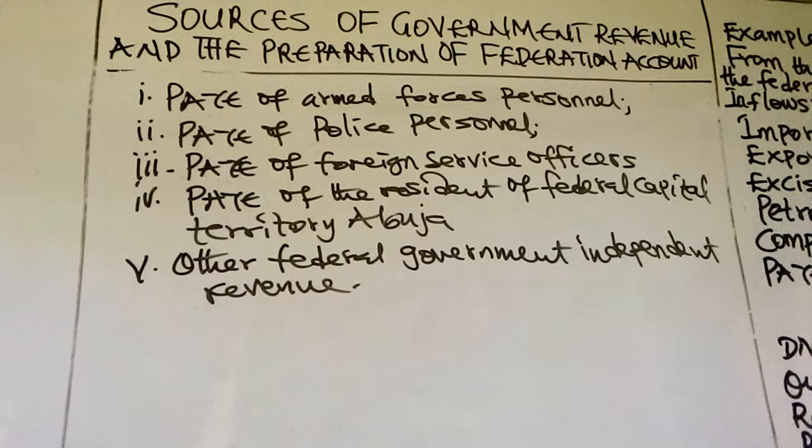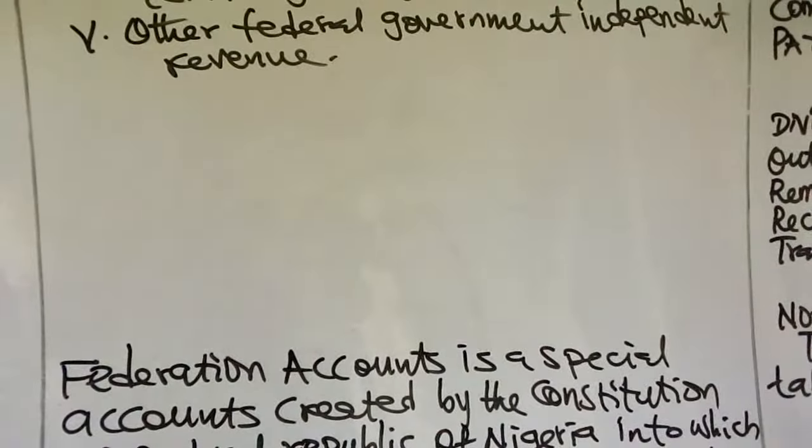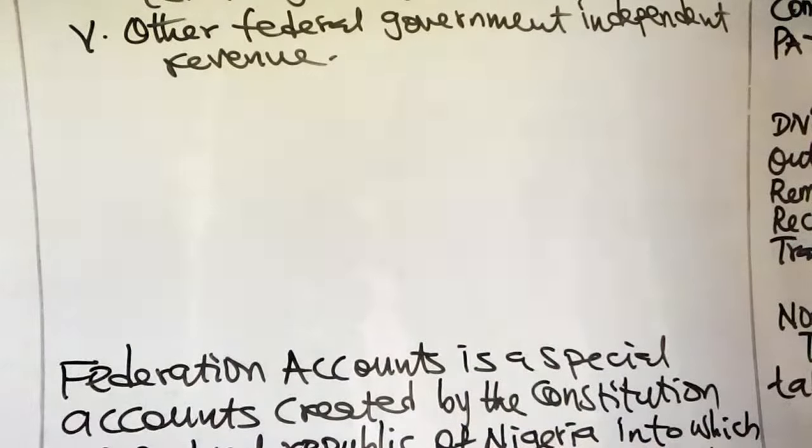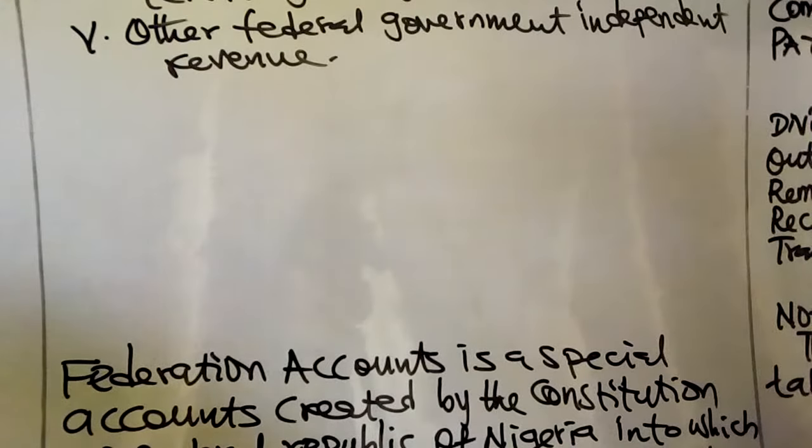So Federation account, I want you to know that Federation account is a distributable pool. It's a distributable pool account from which allocations are made. What do you mean by a distributable pool? That is, it is an account that shows the sharing of the revenue of the Federation. That is why we say Federation account is a distributable pool account from which allocations are made.